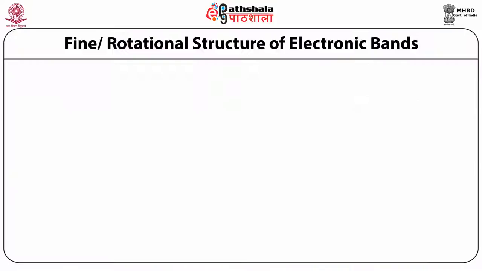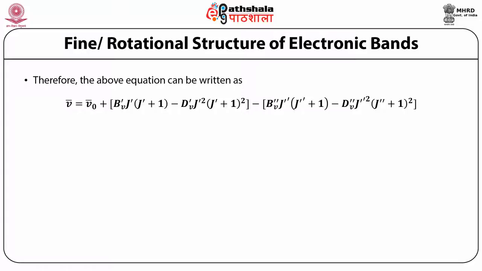So, for a non-rigid vibrating oscillator, we know the value of F_v(J) = B_v J(J+1) - D_v J^2 (J+1)^2. Therefore, the above equation can be written as nu bar = nu_0 bar + B_v' J'(J'+1) - D_v' J'^2 (J'+1)^2 - B_v'' J''(J''+1) + D_v'' J''^2 (J''+1)^2.